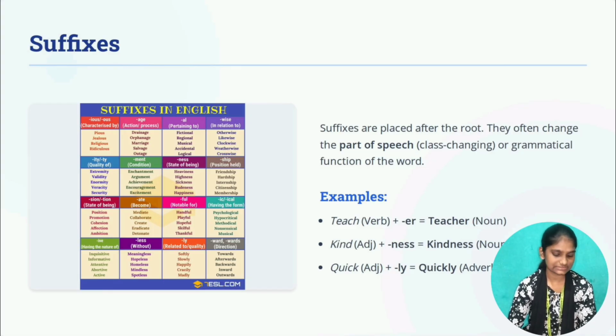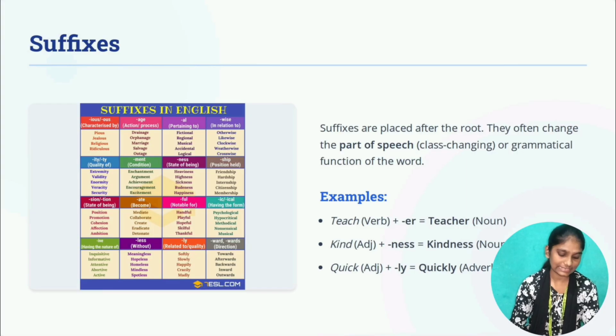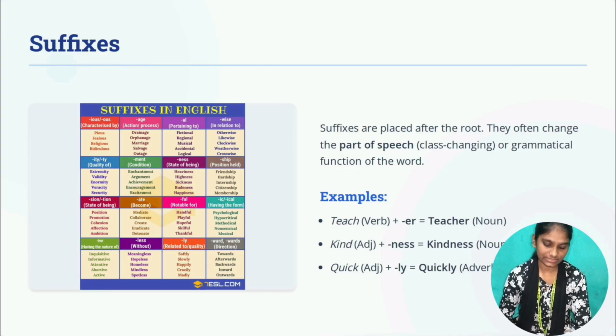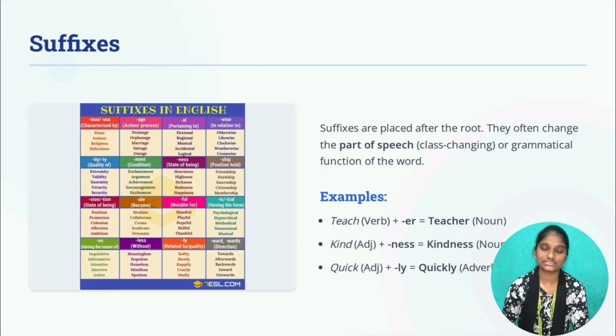Other examples for suffixes: age means action or process, like drainage, orphanage. Al means pertaining to, like fictional, regional and musical. Wise means in relation to, like otherwise, likewise, clockwise. Ment means condition, like argument, achievement, encouragement.